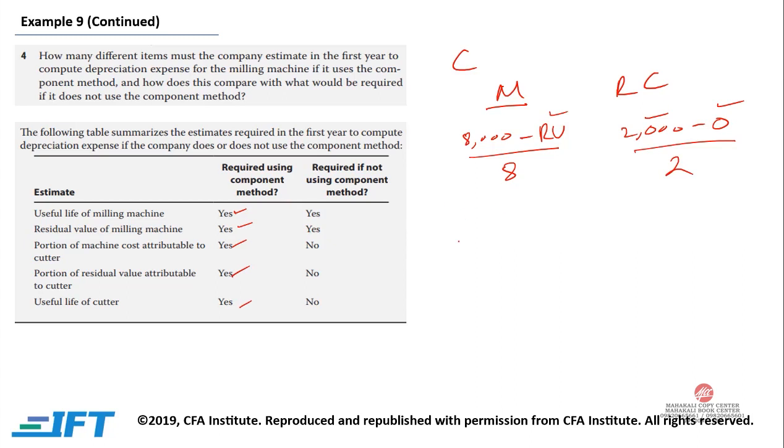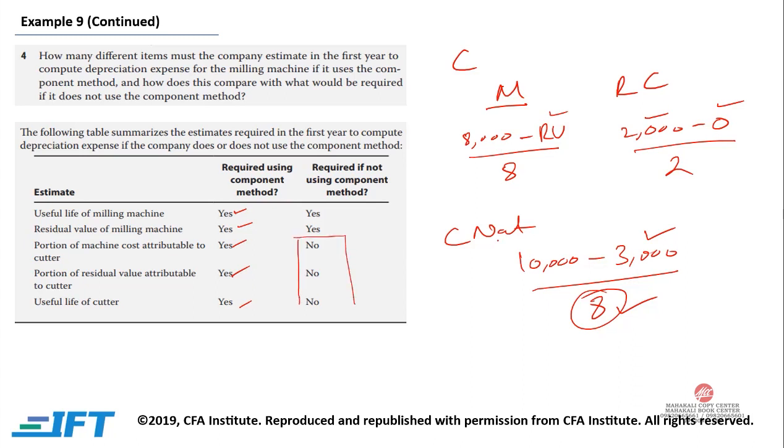And now when we were not using any component, so the component was not involved, the value was 10,000 minus 3,000 whole divided by 8, that is the life of the mill. So do we need the useful life of the milling machine? Yes, we need that. Residual value of the milling machine? Yes, indeed, we need that. Portion of machine cost attributable to the cutter? No, we don't need that, because we are using the total value of 10,000. Portion of residual value attributable to the cutter, this again we don't know, and we don't need this. And the useful life of the cutter of 2, again we don't need to use this when we are finding depreciation through the non-component method. So we need only the residual value of the mill, the useful life of the mill, and also the total value of the whole machinery.